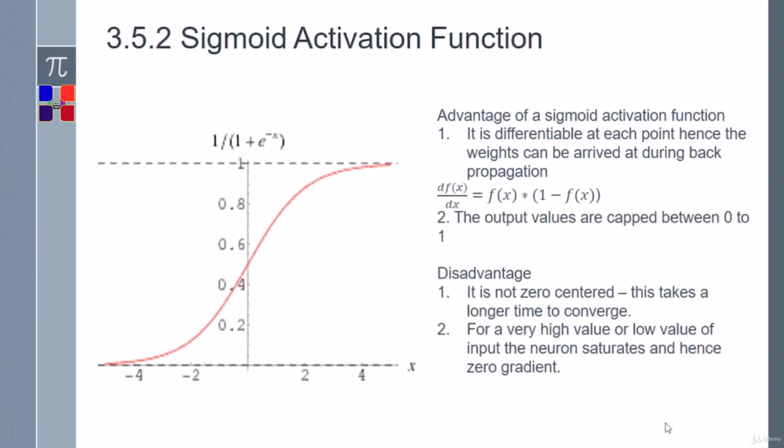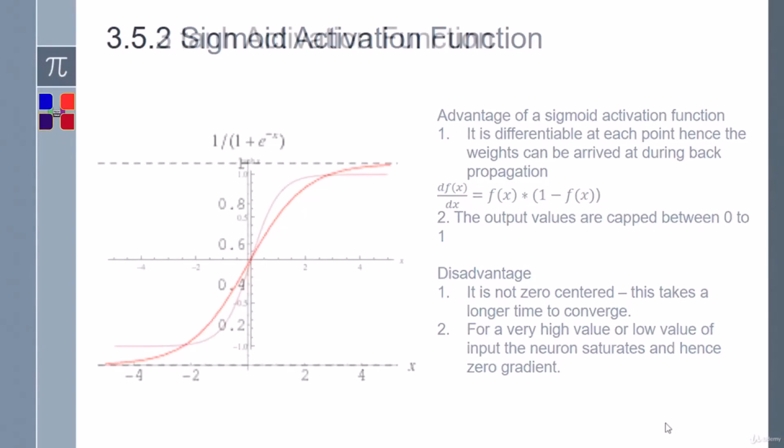Now the disadvantage again is that it is not zero centered, so it takes a longer time to converge using this function. And another point, obviously, we can see is that for a very high value of the input, both on the positive and the negative side, the neuron flattens out, so it has zero gradient. The moment it has zero gradient, you cannot look for convergence, right? So this is another problem with the sigmoid function.